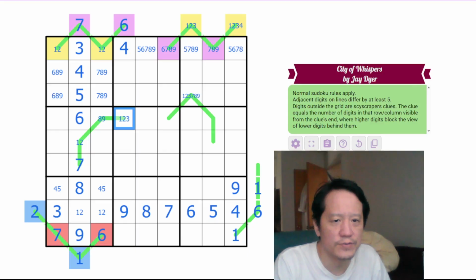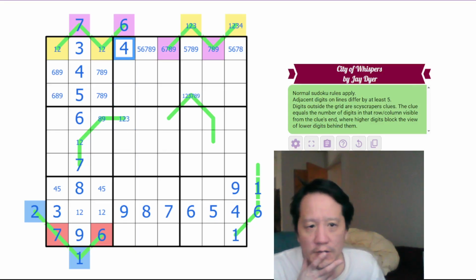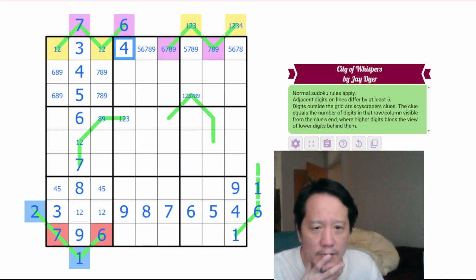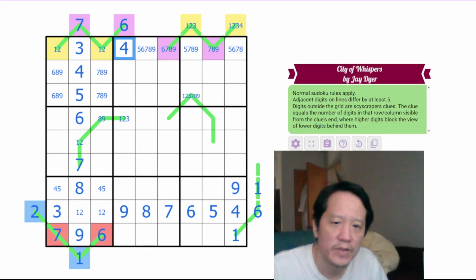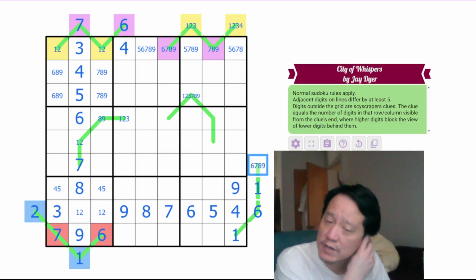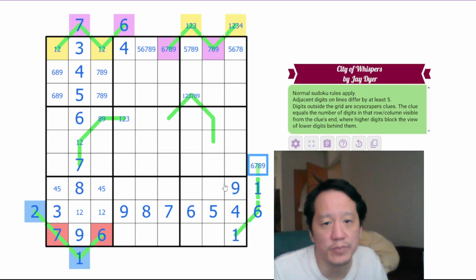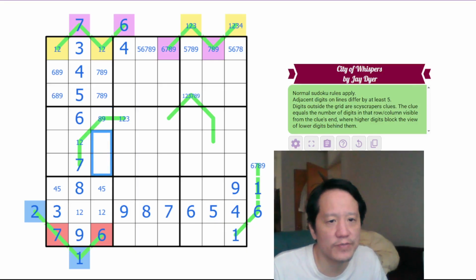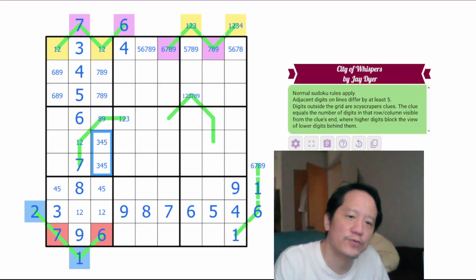You have 1 through 3 there. This has to be 7, 8, or 9. It could be 6, actually. Forgot about that. You can have repeats outside the grid. Remaining digits in column 3. We have 3, 4, and 5.